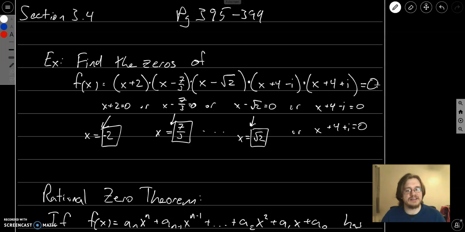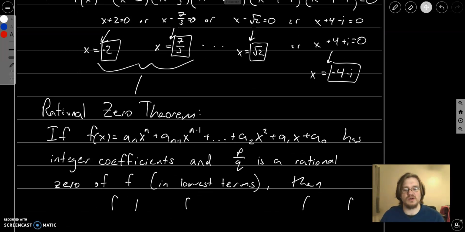And then in these last ones, for instance this one here, x would be negative 4 minus i. And this can also happen. You can also have zeros that are imaginary or have an imaginary component, so they're complex numbers. So what I want to do is focus on rational zeros for the moment, because these are, in a sense, the nicest ones. They're the easiest ones to understand.